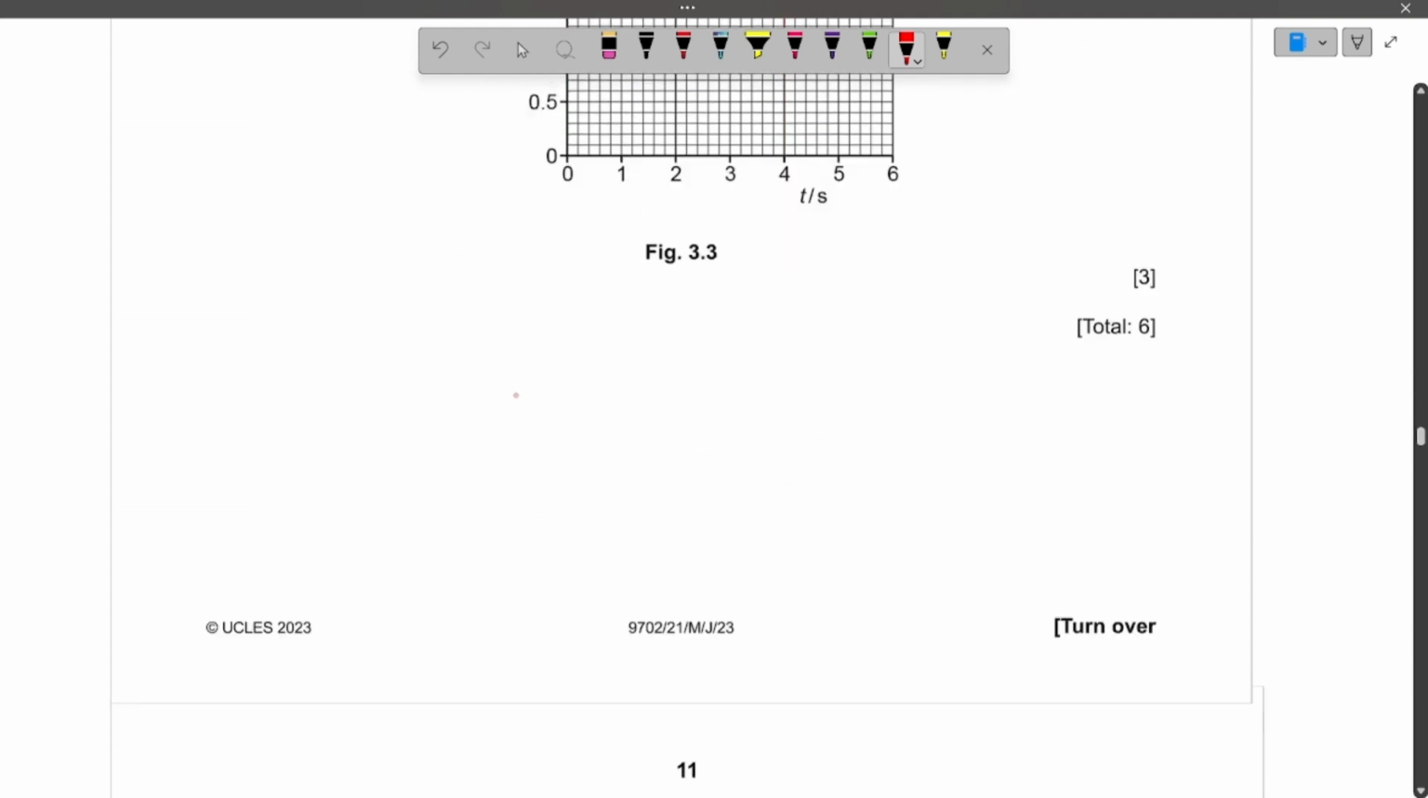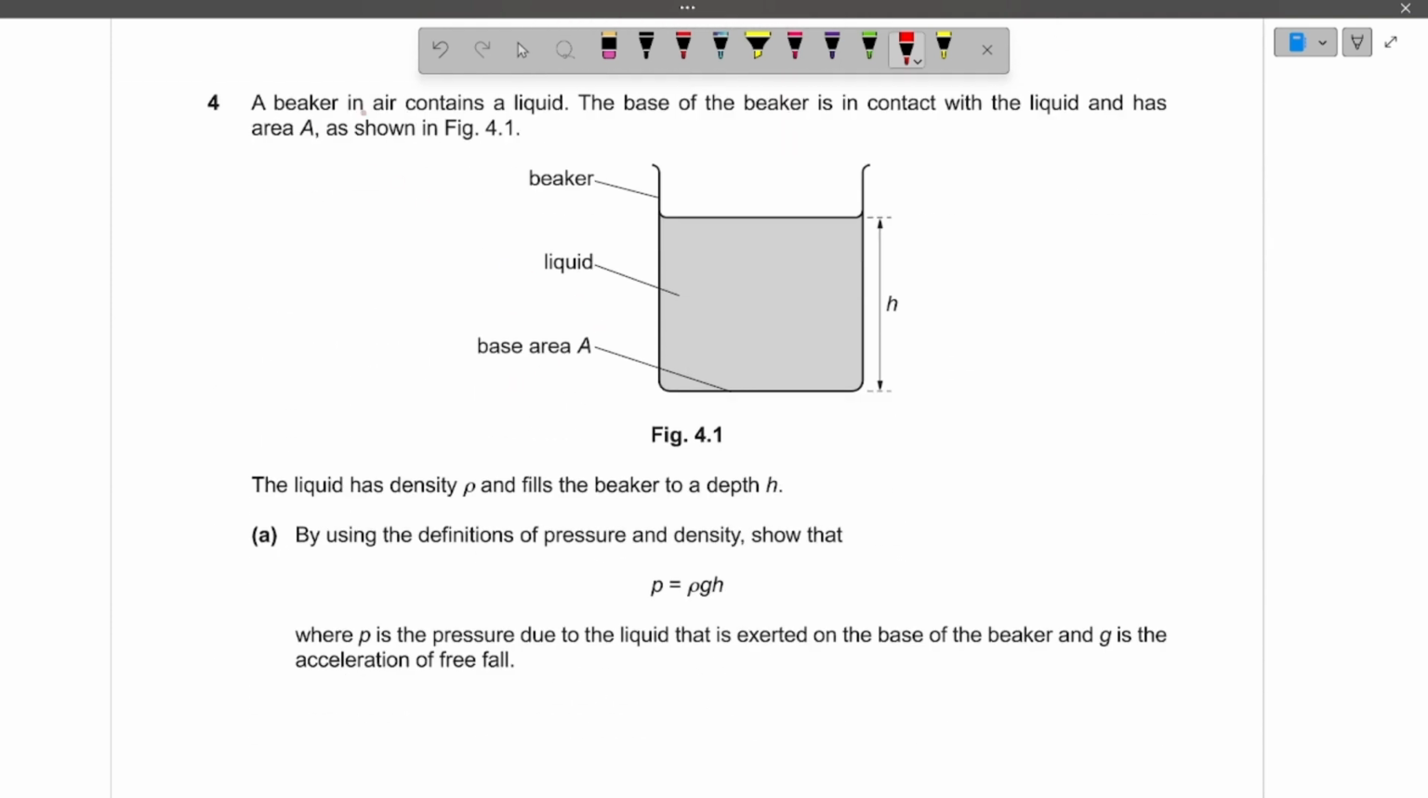So let's move on to the next question. Question number 4. A beaker in air contains a liquid. The base of the beaker is in contact with the liquid and has area A as shown in figure 4.1. The liquid has a density rho and fills the beaker to a depth h. By using the definitions of pressure and density, show that P is equal to rho gh, where P is the pressure due to the liquid that is exerted on the base of the beaker, and g is the acceleration of free fall.